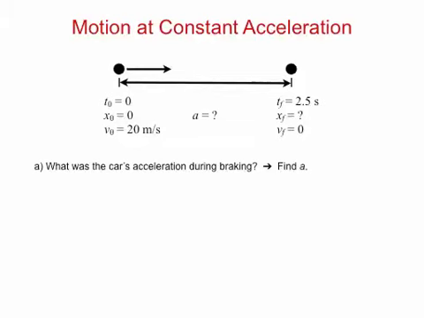We're ready to solve. In part A, we're asked to determine the car's acceleration during braking, or in other words, find A. Since we know the initial and final times and the initial and final velocities, it makes sense to use the second constant acceleration equation because it relates these quantities to A.